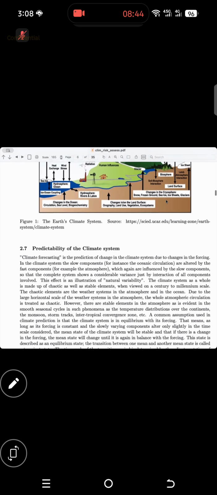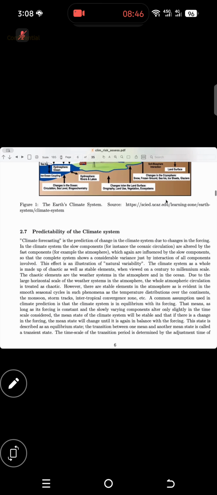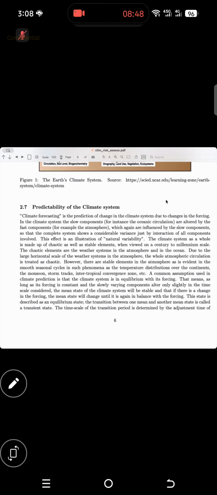Now, the predictability of the climate system. You see, there are what we call chaotic systems, and most of the processes are chaotic, but there are stable elements. People have been asking questions like, if you cannot get the weather prediction 100% accurate, how can you talk about forecasting climate?